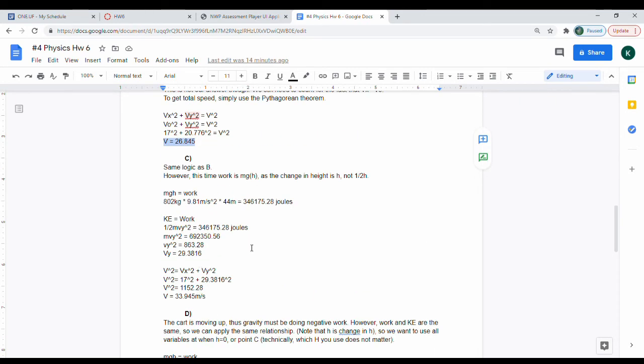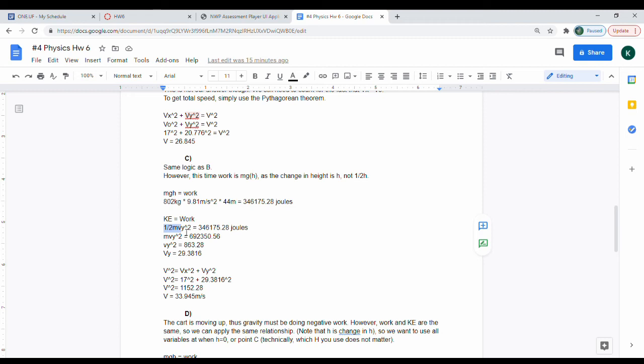And then for C, it's very similar, except for the work by gravity, the gravitational potential energy change. It's not 1/2 h, it's h. In my case, it's 44 meters. So we do the exact same process. mgh equals work. Kinetic energy equals work.